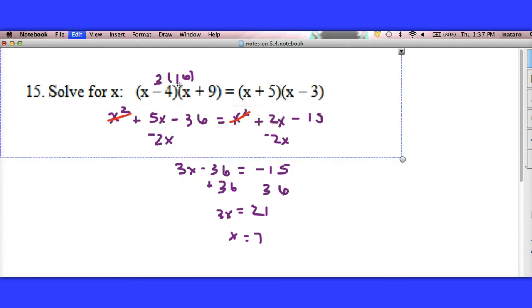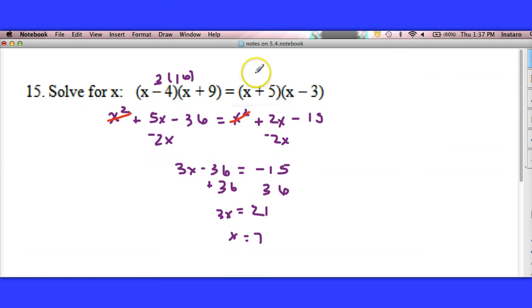On the right-hand side, 7 plus 5 would be 12. And then 7 minus 3 would be 4. And I know 12 times 4 is 48. And I know 3 times 16 is 48. So I know that I've found the correct solution. My solution to this equation is x equals 7.